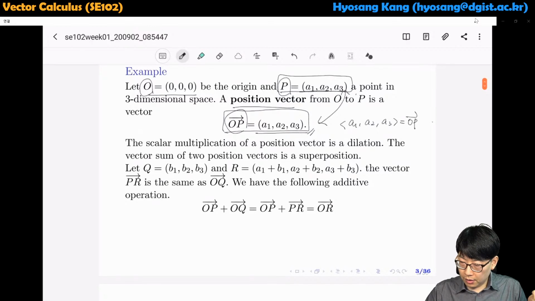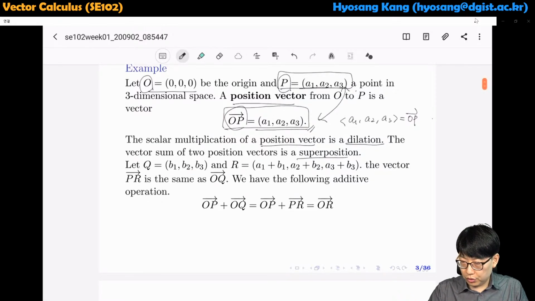If you take the scalar multiplication on a position vector, it's a dilation. You just stretch your vector. And the vector sum of two position vectors is a superposition, meaning that you're taking the diagonal vector of the parallelogram made by these two vectors.